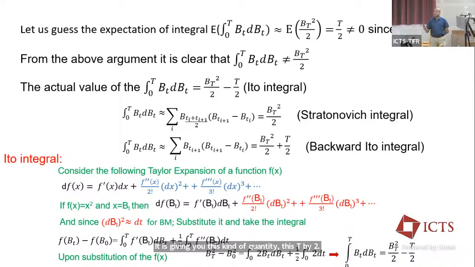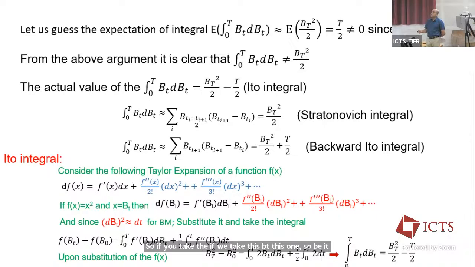Okay, that is clear. So now, what is the exact value of that integral? The exact value is like this. If we take B_t dB_t with the initial value t_i, then the integral value will give you B_t squared by 2 minus t by 2.